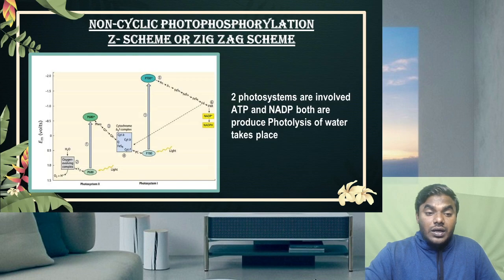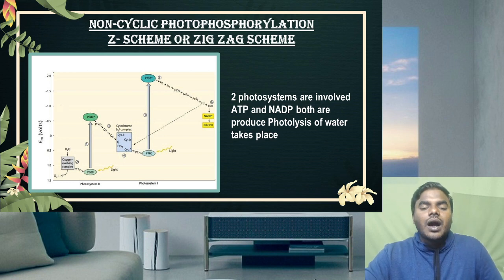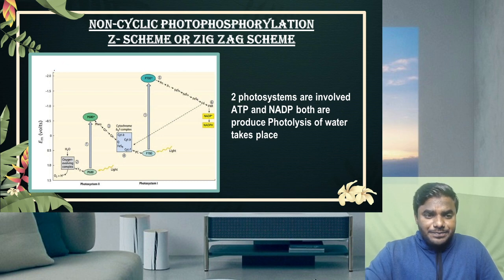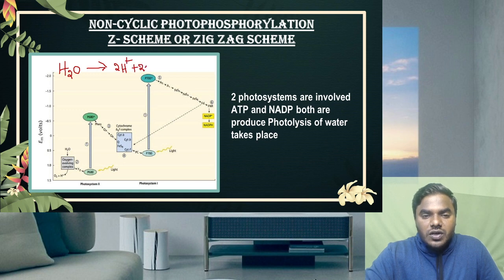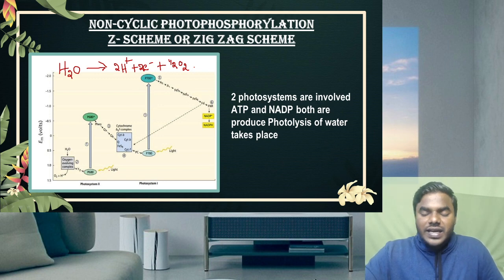Anyway, when one water molecule breaks down, what are we going to get? Everyone listen. If you understand this particular point, then only we can understand how the ATP can be synthesized. When one water molecule breaks down, what are we going to get? We are going to get two protons plus two electrons plus half molecule of oxygen. Never forget this particular point. So who is going to take the electron? As P680 needs electron, P680 will take this particular electron.